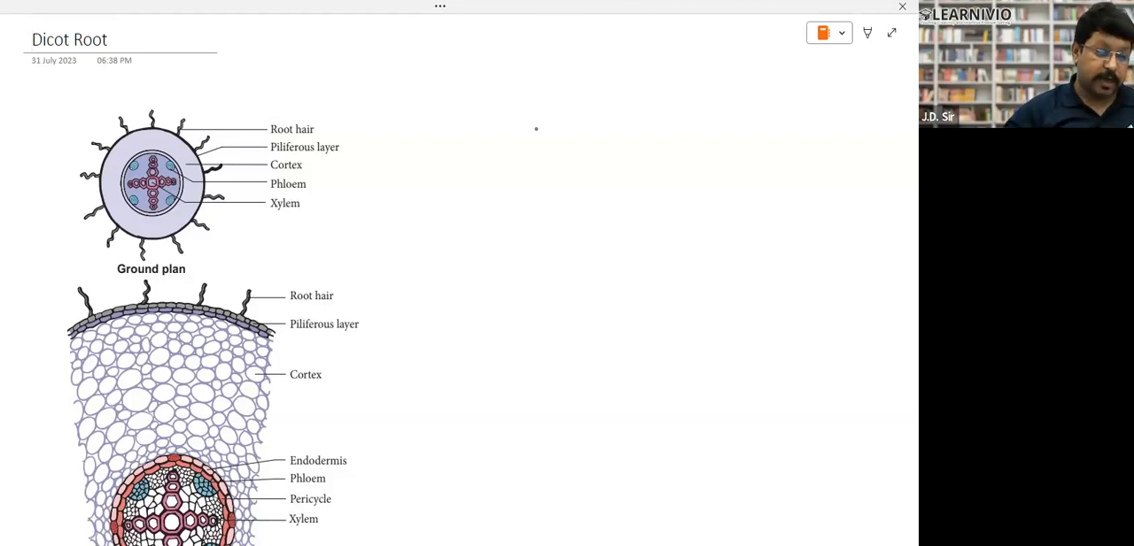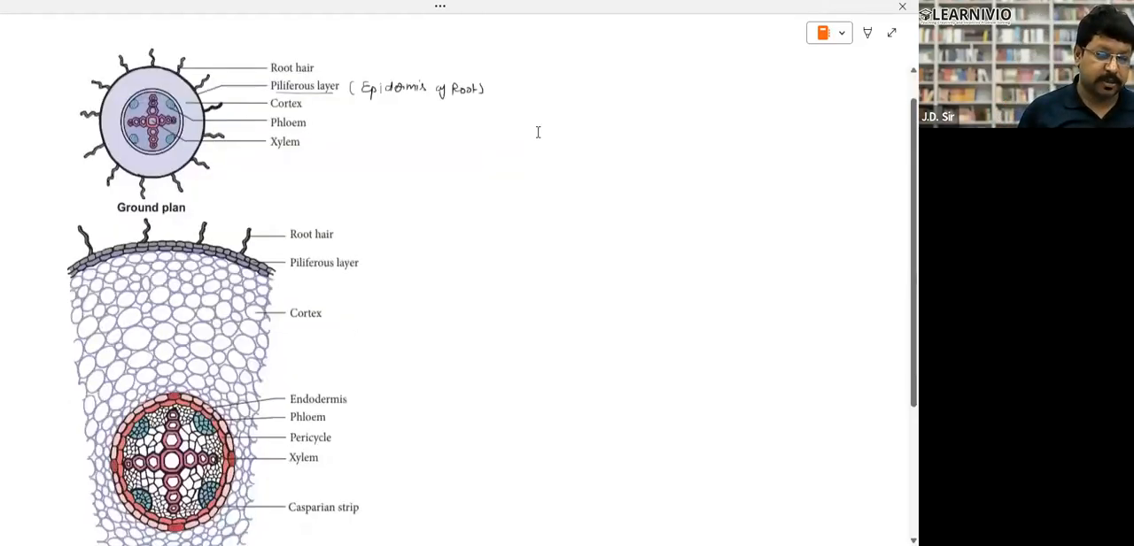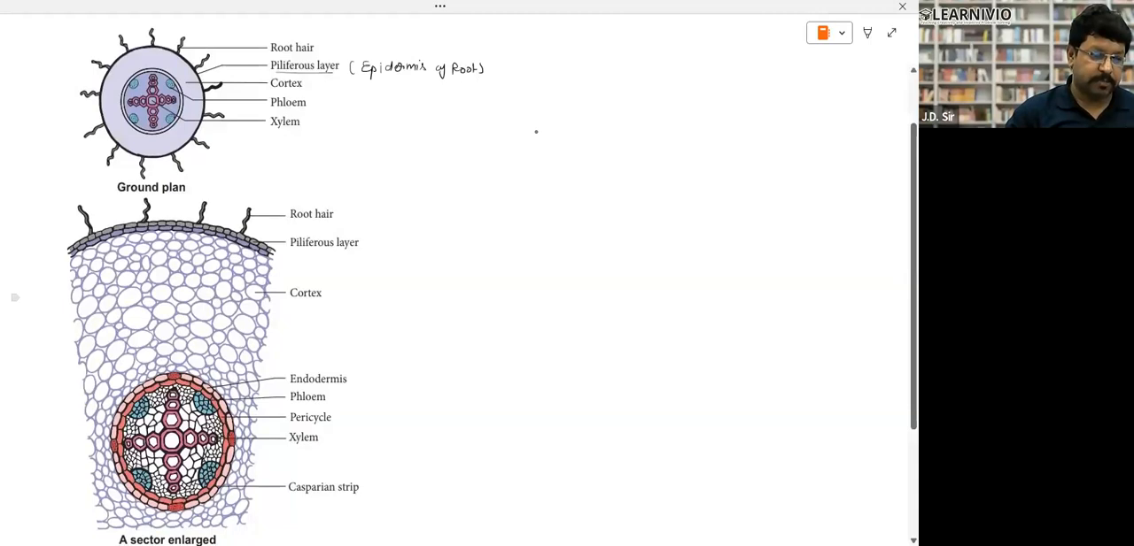If you talk about the dicot root, the outer structure is the root itself, obviously. Then the piliferous layer. The epidermis of the root is called the piliferous layer. We do not use the term epidermis for root. Then the cortex is present, then phloem and xylem. Phloem and xylem are both present at different radii. That's why we call that arrangement a radial arrangement, right?